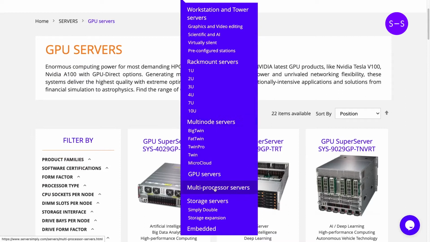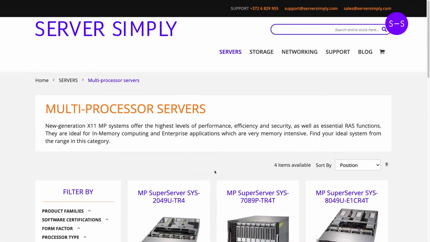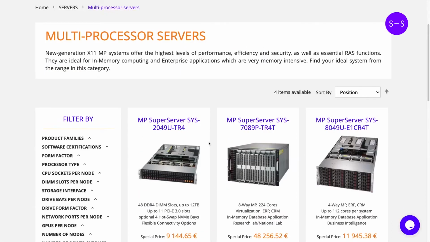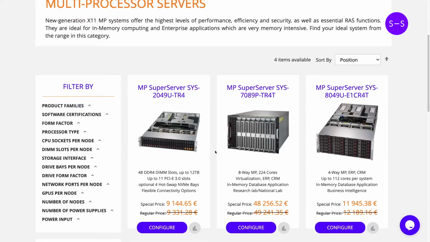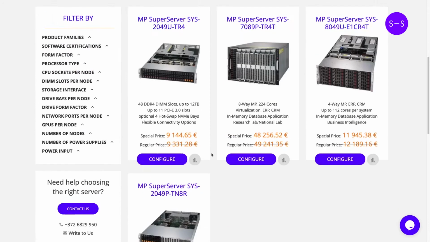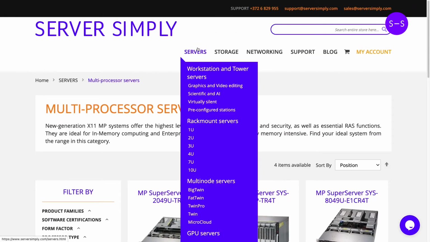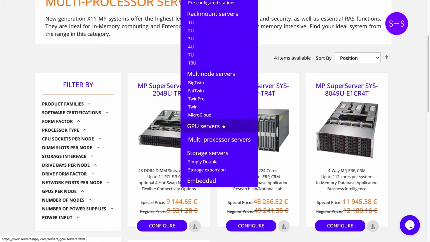Then multiprocessor servers, usually for SAP and other in-memory computing applications that require more than one processor within one system that can allocate a huge amount of memory, and then also for very narrowed down specifications or applications where you can use those.